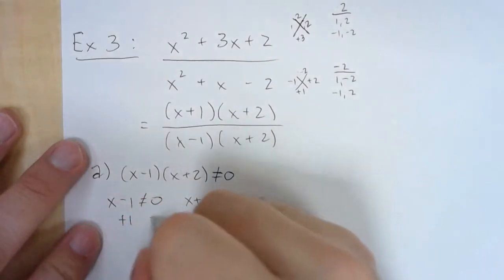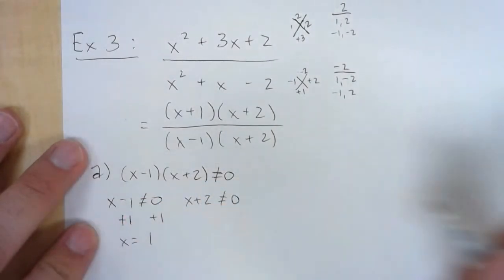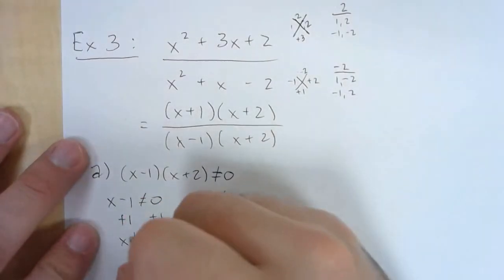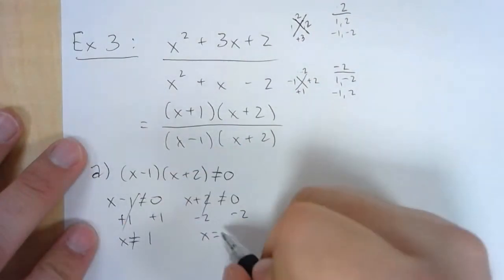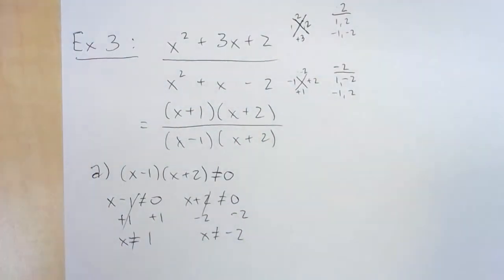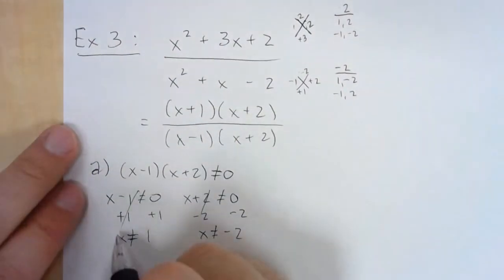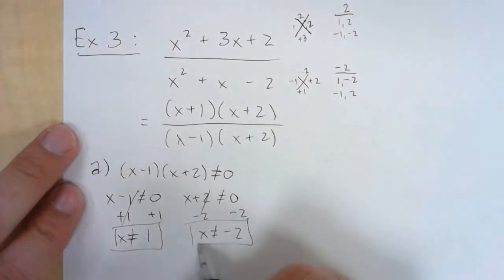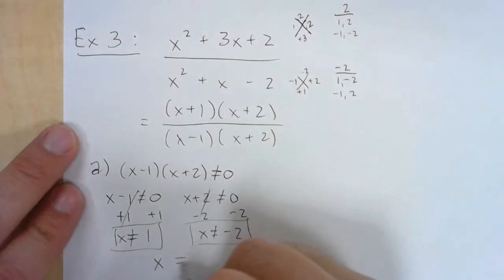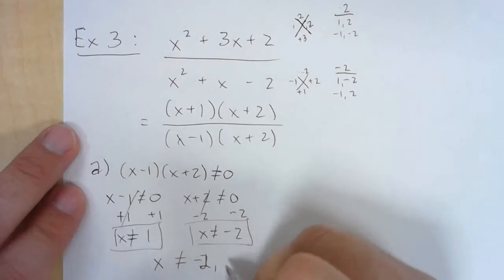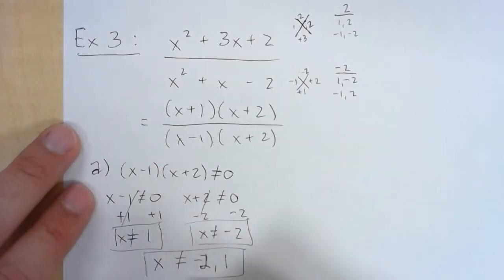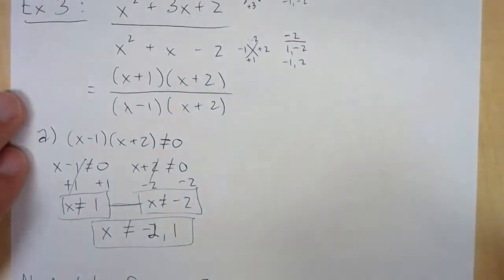Okay, so we're going to add 1. x cannot equal 1, and we're going to subtract 2, so x cannot equal negative 2. So we have our excluded values of x cannot equal 1 and x cannot equal negative 2, which you can also write as x cannot equal negative 2 first, because it's smaller, and then 1. So either way of writing this is fine.